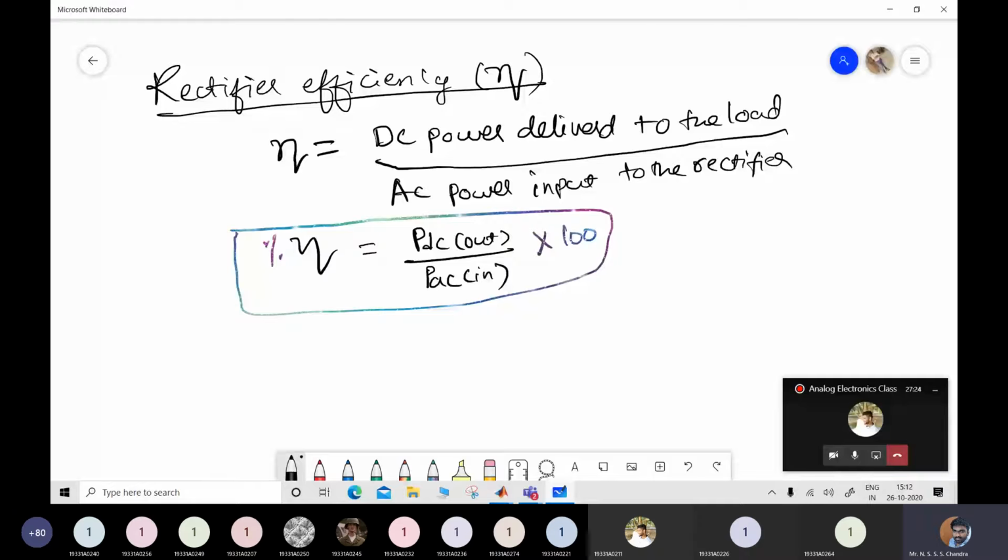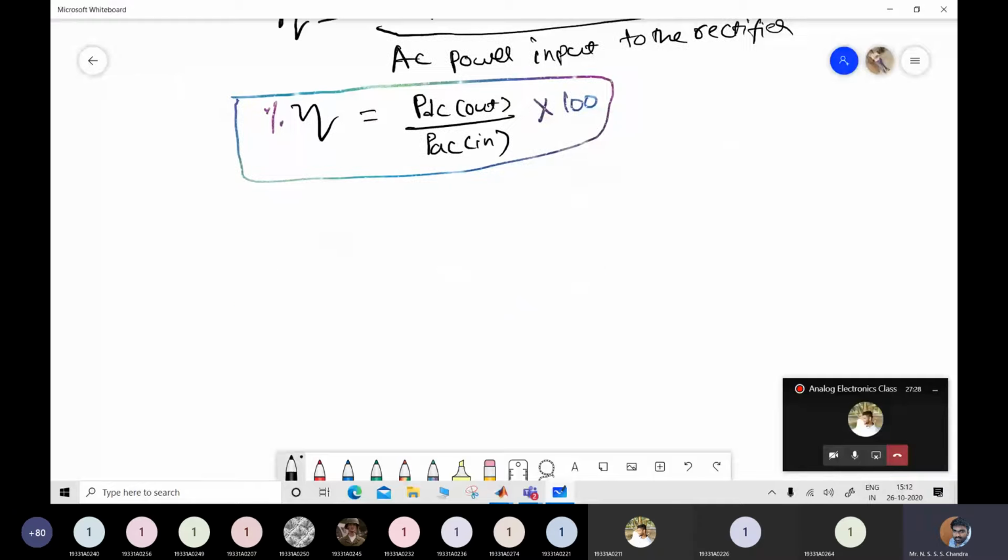Okay, so this is the formula. Now what we need to do is write the values for PDC out and PAC. So what is the PDC out? DC output power at the load terminals. So this will be equal to, what is power in terms of current and resistance? I squared R. So because of DC power, I'll be writing IDC square into RL.